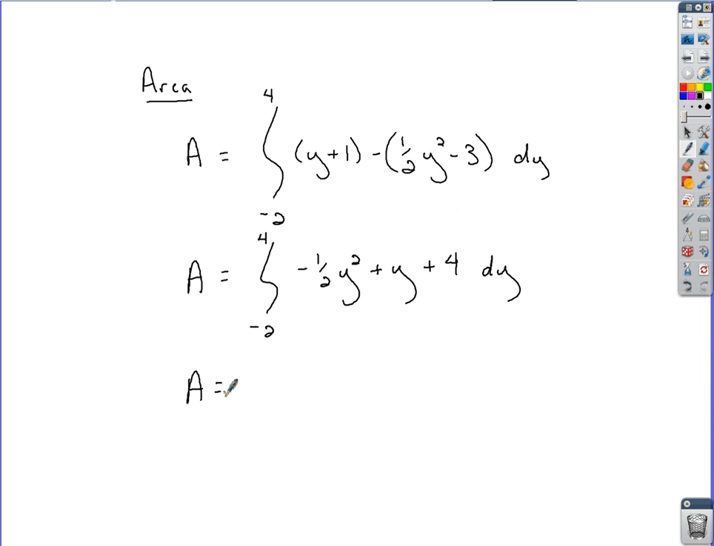Take your antiderivative on the -1/2 y squared. It's going to be a y cubed, so reciprocal of 1/3. I multiply the -1/2 in front, giving me -1/6. On the y, that's going to be 1/2 y squared. On the 4, since we're working in terms of y, attach a y. Interval still needs to be acknowledged. Now we plug in. We plug in 4 for all the y's. We plug in -2 for all the y's. Subtract those results. And in the end, we end up with a nice clean answer, 18.